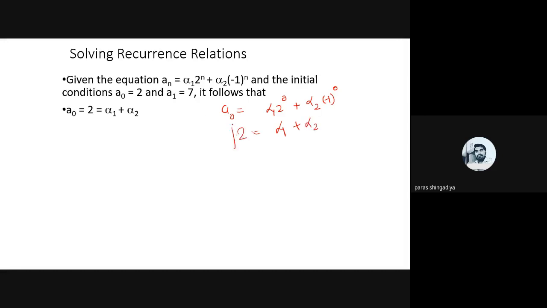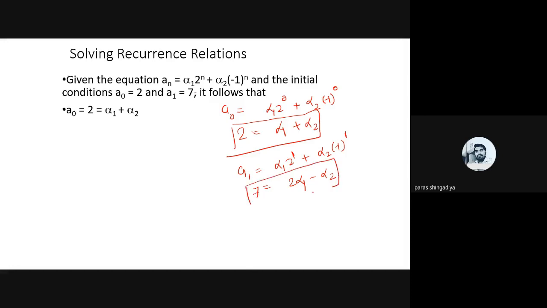That is a 2. So we get this first equation, alpha 1 plus alpha 2 is equal to 2. And now for the second equation, a1 is equal to 7. So for a1, put n is equal to 1. So a1 will be alpha 1 2 raised to 1 plus alpha 2 minus 1 raised to 1. Okay, and that is 2 alpha 1 minus alpha 2, and a1 is equal to 7.